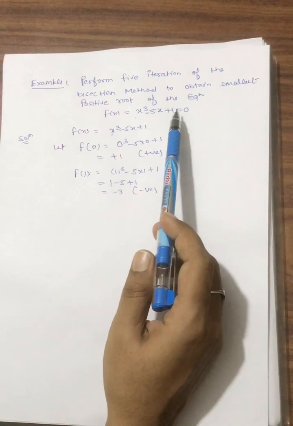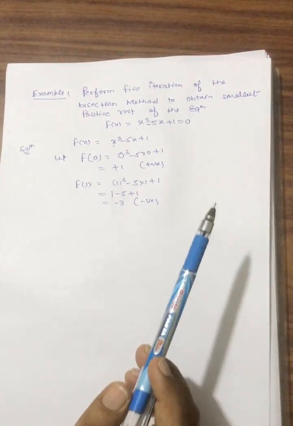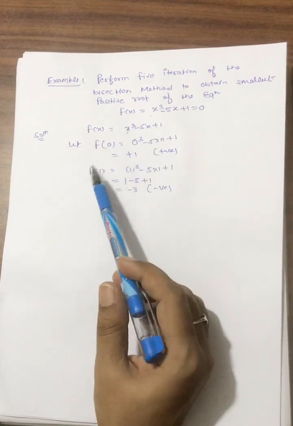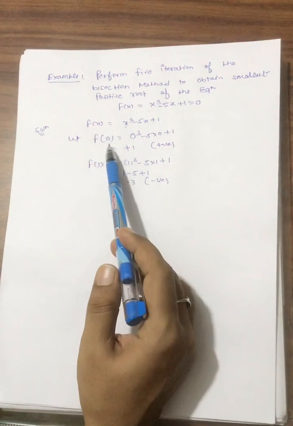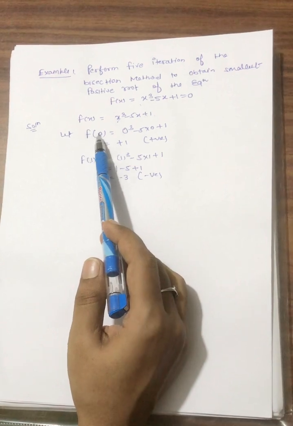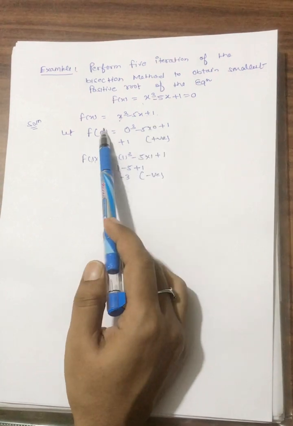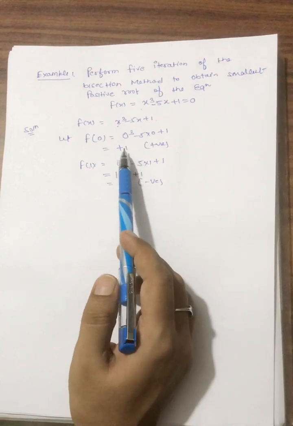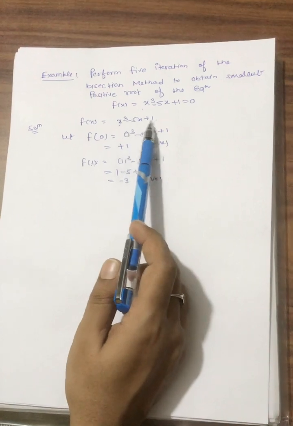In this question the interval is not given, so firstly you have to find the interval. The procedure to find the interval is: f(x) is x cube minus 5x plus 1, right? You have to find the interval in which the root of this equation lies. So you will choose values of x from the real numbers. Suppose the value of x is 0; put x equals 0 in this equation and find the value. At one point it should be positive, and at the other point it should be negative, and those points are called the interval in which the root of this equation lies, right?